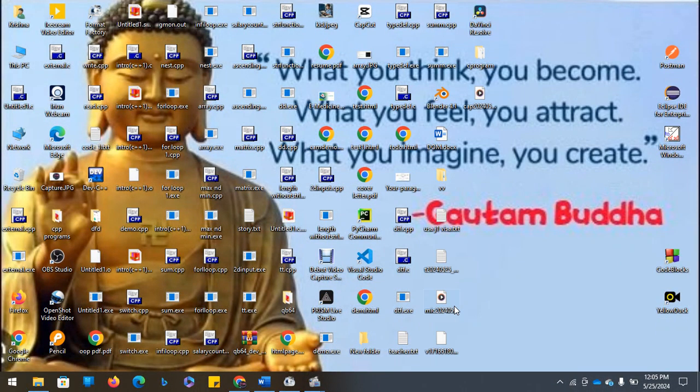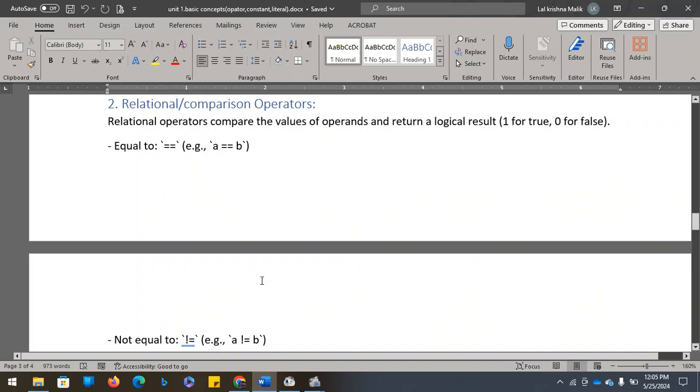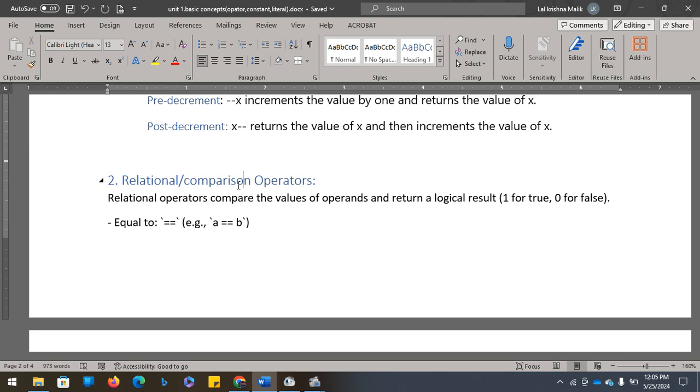Hello students, today we are going to talk about again a different type of operator, and that operator is the relation operator. We can also say comparison operator. It is also an operator, and this operator helps us to compare two values in our C program. So what are the types of relation operator?